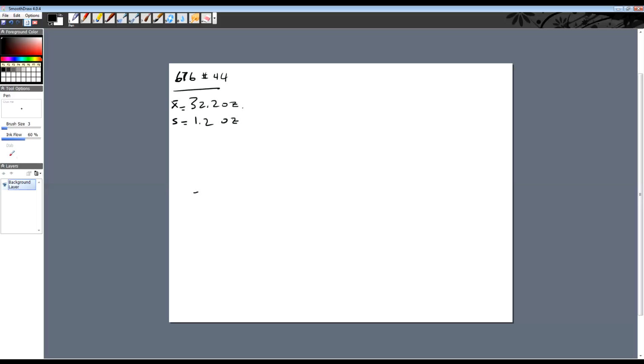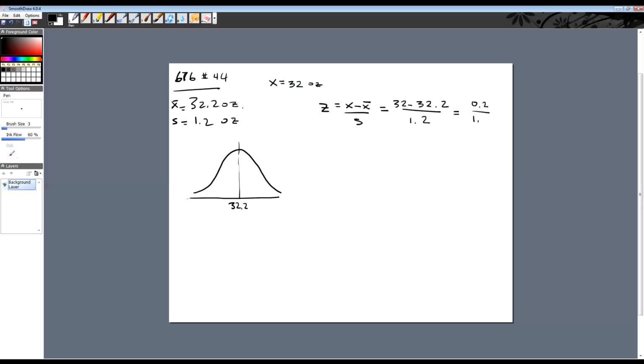So we're given that it's a normal curve. The mean is 32.2 ounces, standard deviation of 1.2 ounces. The question is, what's the probability that a filled carton will contain less than 32 ounces of milk? So that's our X value, 32 ounces. Remember, the Z-score is the difference from the mean, the standardized score. So 32 minus 32.2 divided by 1.2. So this gives us 0.2 divided by 1.2.